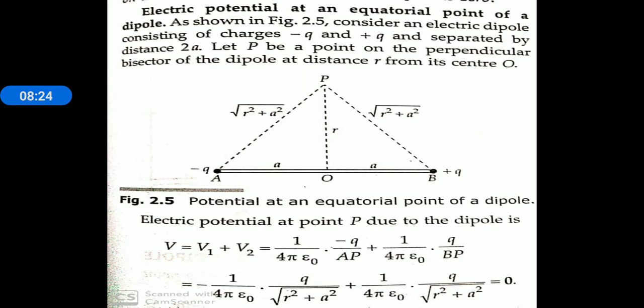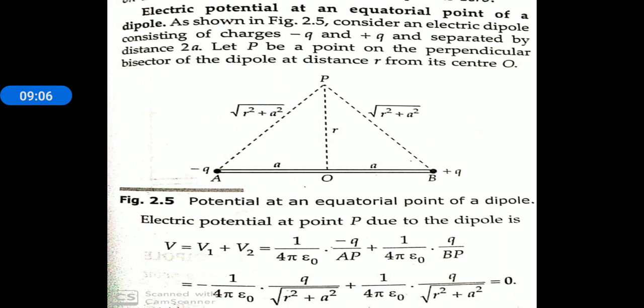As shown in the figure, P is at a point on the perpendicular bisector of the dipole at a distance R from its center. So again, using the principle of superposition, the resultant potential V at point P will be V1 plus V2, which is 1 upon 4 pi epsilon naught minus Q upon AP plus 1 upon 4 pi epsilon naught Q upon BP. The difference is only that here the values of AP and BP will be different than at the axial point. Here AP will be equal to under root R square plus A square.